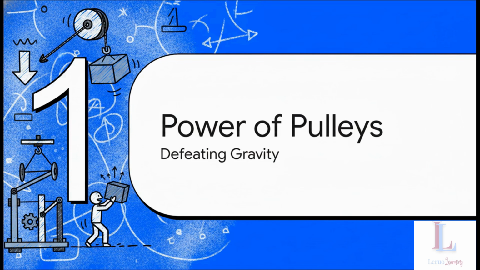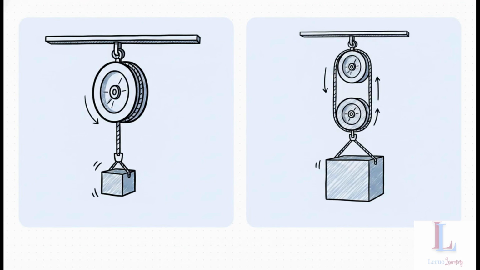Time to defeat gravity. All right, so gravity is constantly pulling down on us with a force of about 10 newtons per kilogram. That means heavy loads are incredibly tough for us humans to lift on our own. But that's exactly why machines exist, right? To help us work smarter, faster, and way more efficiently against forces like gravity.